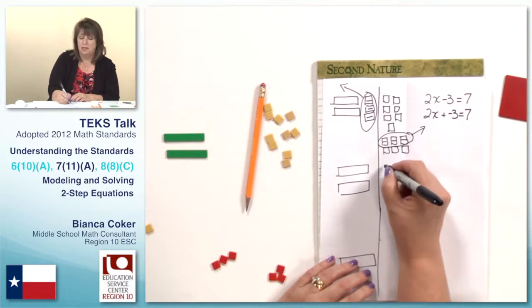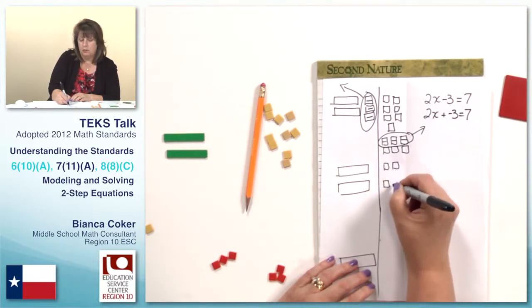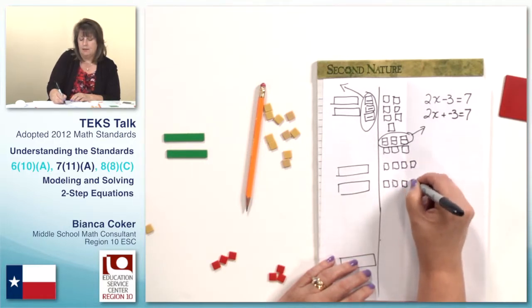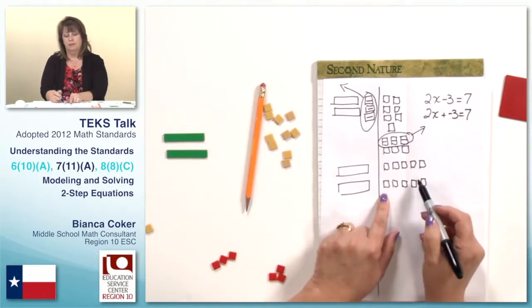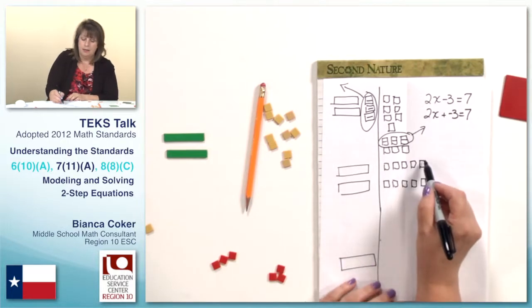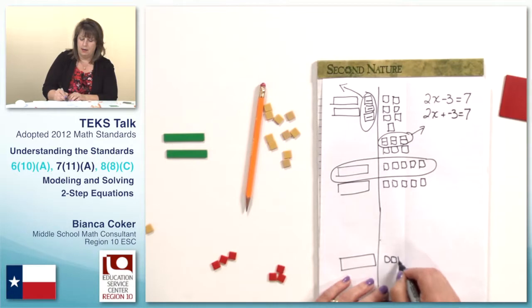And I'm going to be a little bit of a cheater, and instead of drawing them all out twice, I'm going to say 1, 2, 3, 4, 5, 6, 7, 8, 9, 10. I counted them as I just divided them into 2 sets. And now we can see that each X is represented by 5 ones.